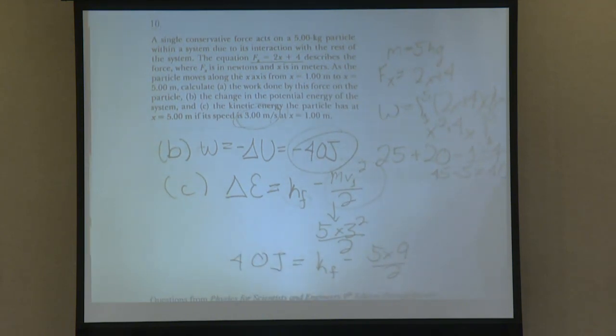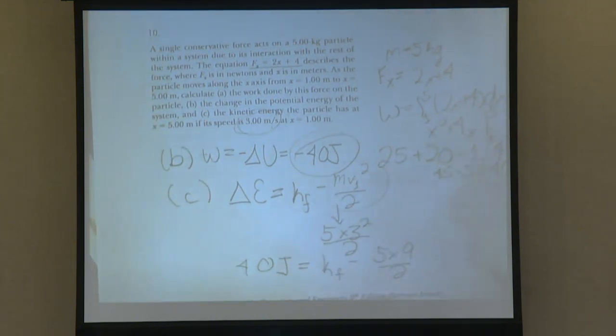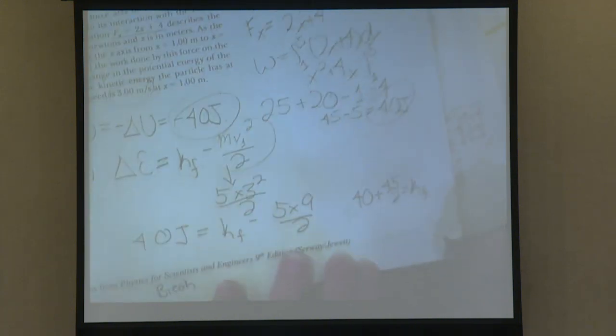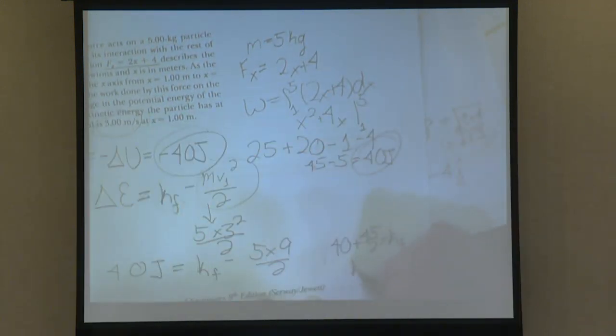So when you solve for that, you should get that the final kinetic energy is equal to, here, I'll solve that out for you. So 40 plus 45 over 2 is equal to our final kinetic energy. And that's going to be 62.5 joules.